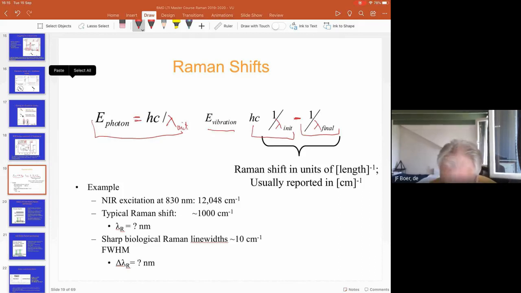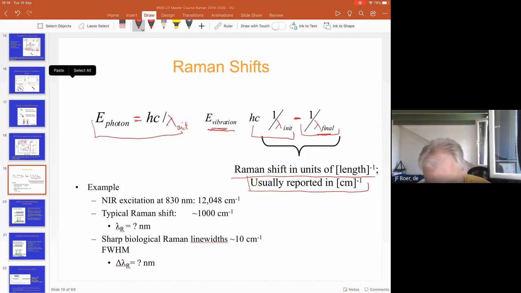And as you can see, this vibrational energy depends on 1 over the wavelength, or 1 over a distance. So the Raman shifts are in general depicted as a unit 1 over length, and they've actually chosen the unit 1 over centimeter. So that is the common way to report the energy shifts in a Raman spectrum.